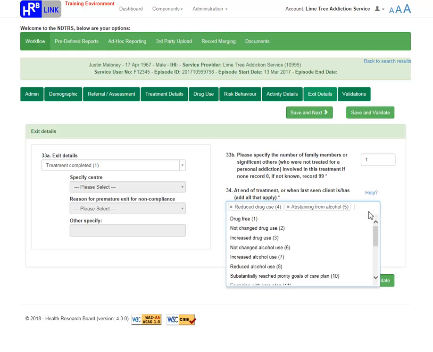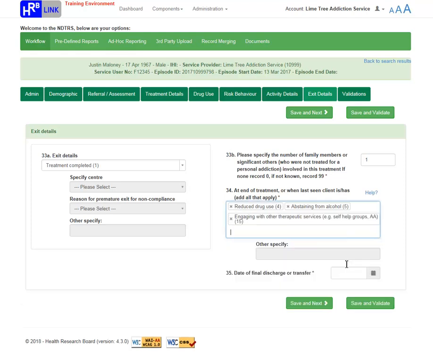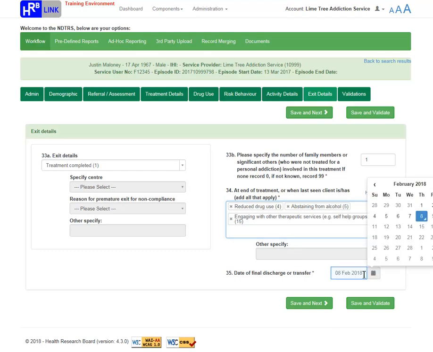Information about changes in drug and or alcohol use, about the progress with their care plan where applicable, and about engagement with other services on the road to recovery can now be collected. There is also an option to specify other outcomes important to different services, which will be monitored over the first year of data collection. Please select all the options that apply to the client.